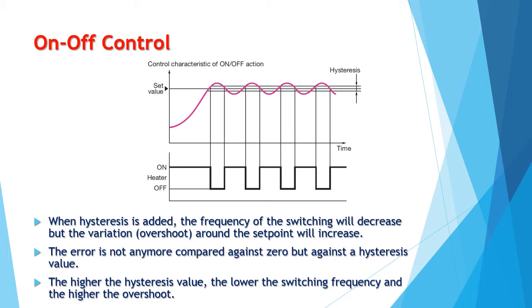The frequency of the switching will decrease, but the variation, or the overshoot, around the set point will increase. The error is not anymore compared against 0, but against a hysteresis value. The higher the hysteresis value, the lower the switching frequency, which is what we want. But the downside is that the overshoot will be higher, which is something that we don't necessarily want.